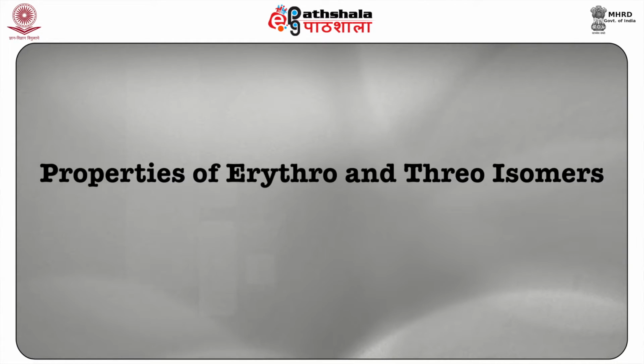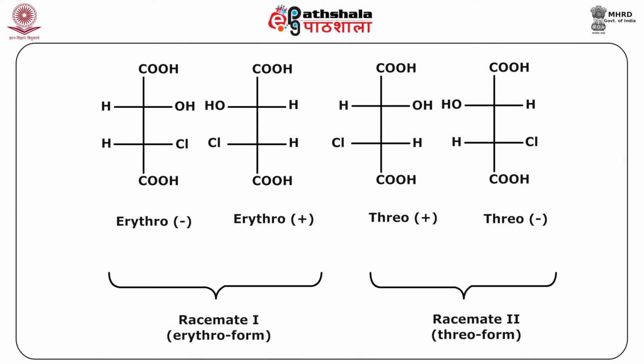Properties of erythro and threo isomers. Two erythro isomers constitute a pair of enantiomers, also called optical antipodes, which when mixed give a racemate. The threo isomers are also a pair of enantiomers which also form a racemate on mixing. The properties of the threo racemate are different from those of the erythro racemate.